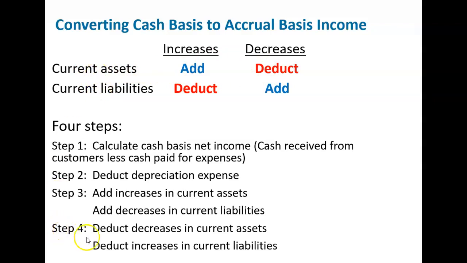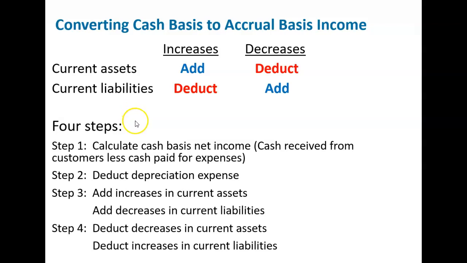Step 4, you need to deduct some things from your cash basis net income to arrive at accrual basis net income. And this formula right here tells you what you need to deduct. Deduct increases to a current liability account and deduct decreases to a current asset account.